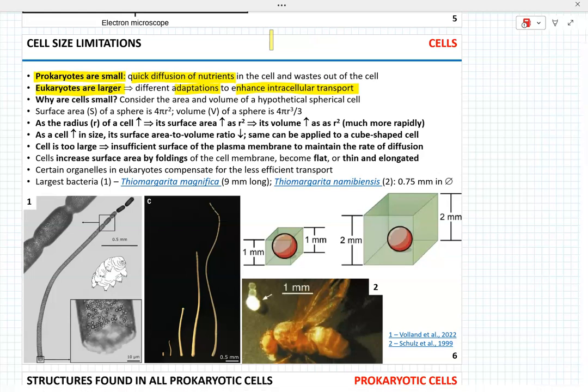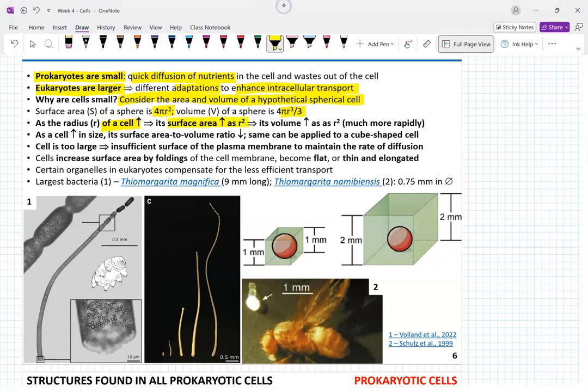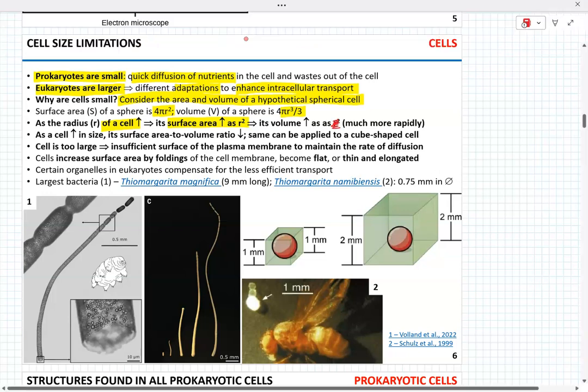How does the diffusion limit the size of the cell? Well, for this, we need to look into the math of the cell. Let's say we have a hypothetical spherical cell. Its surface area is proportional to its radius squared. Its volume is proportional to its radius cubed. So when the radius of the cell increases, its surface area increases as r squared, while its volume increases as r cubed. In other words, the volume increases quicker than its surface.